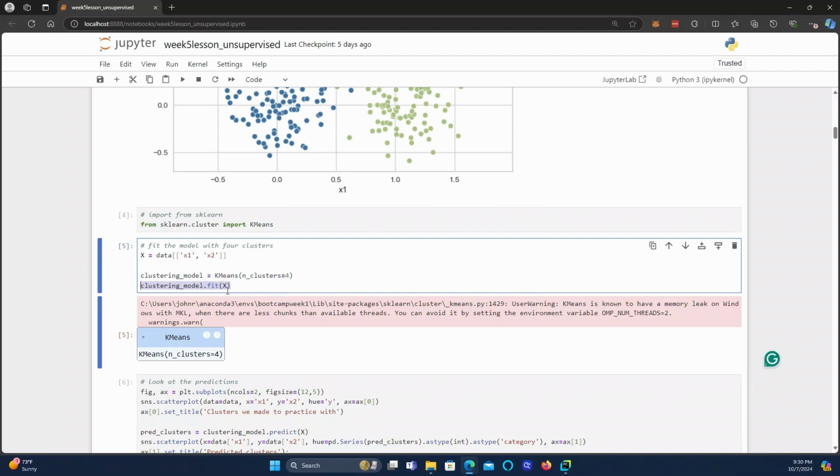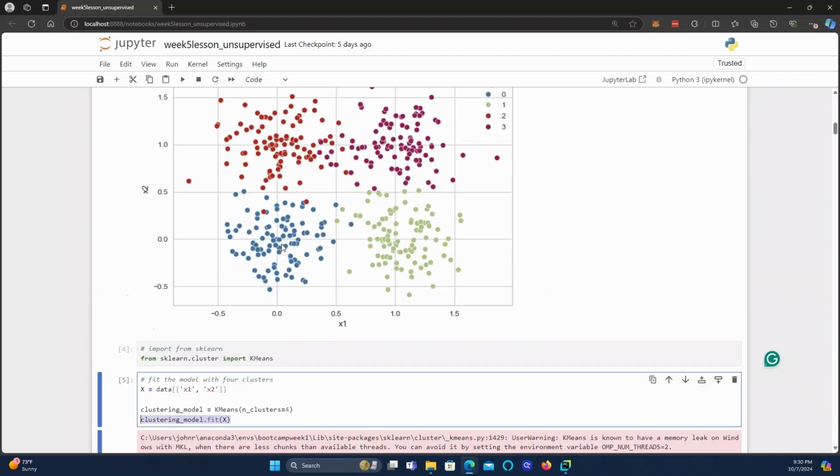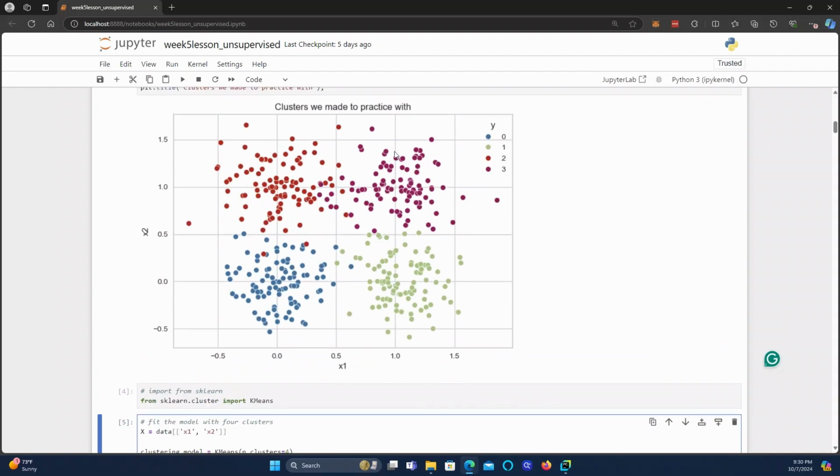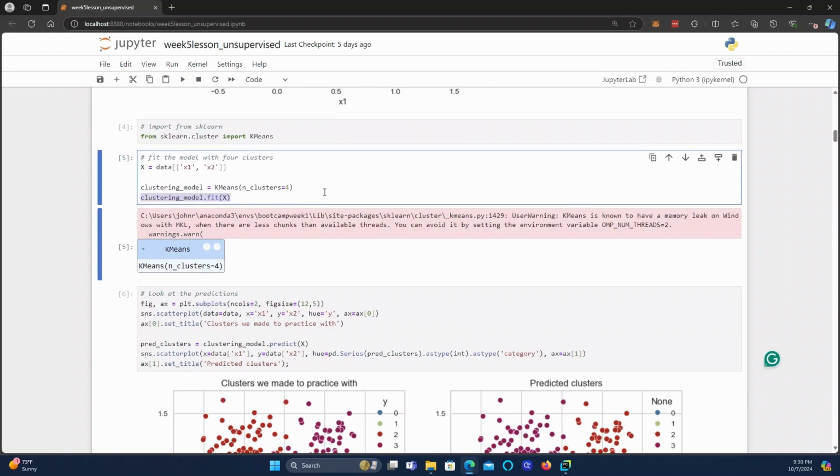because this is unsupervised learning. There is no y in unsupervised learning. There's only X. We fit it with 4 clusters because we knew that there were 4 clusters, and usually you don't know that. But let's see what comes out.